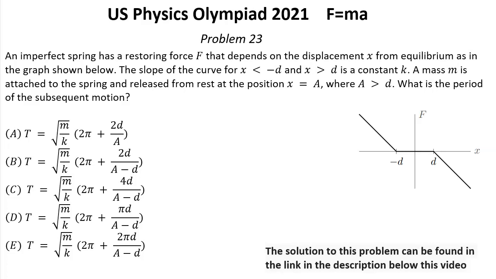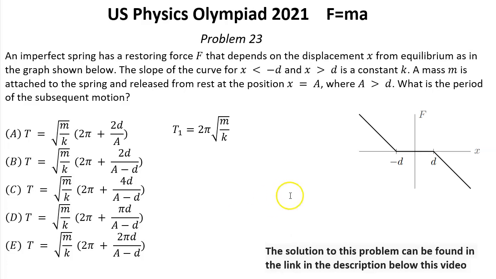Solution for problem number 23. On this graph we can see that motion from point d to point a is perfectly harmonic motion, same as from negative d to negative a. It means that we can count what is the period of this motion, except motion with a constant speed between negative d and d. That will be t1 equal 2 pi multiplied by square root of m over k.